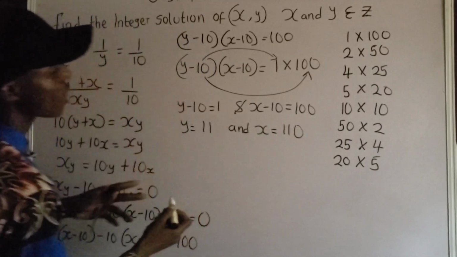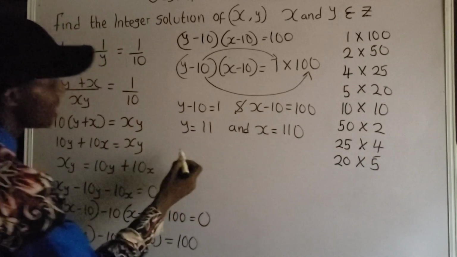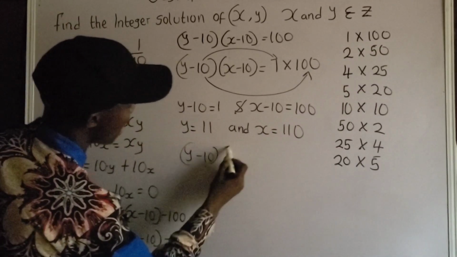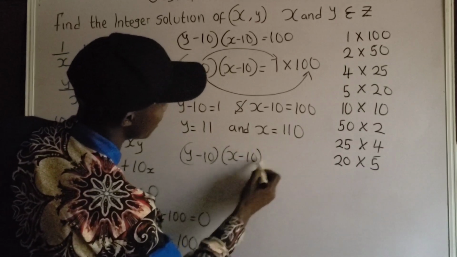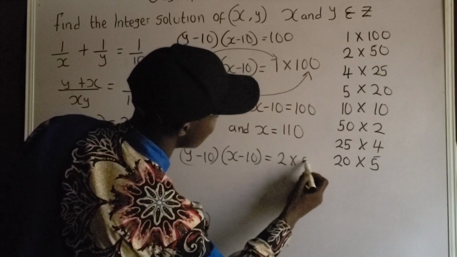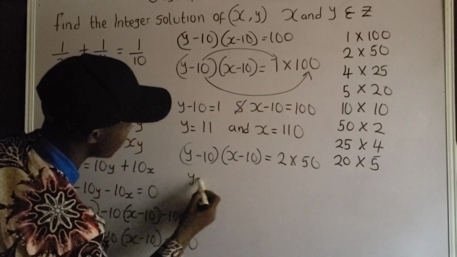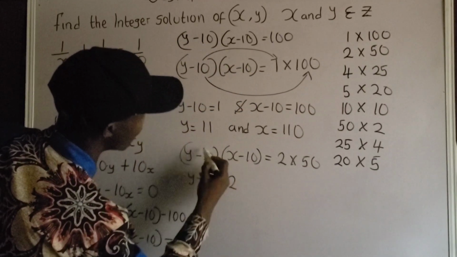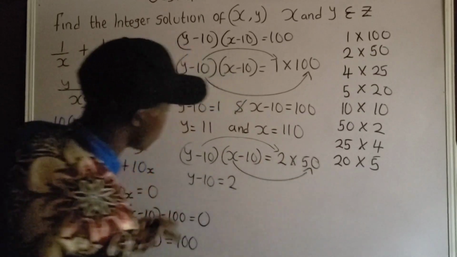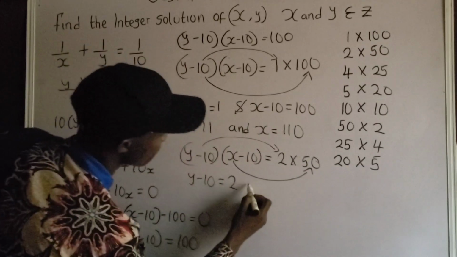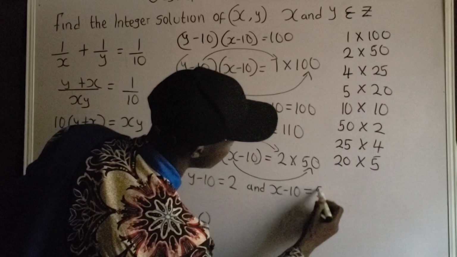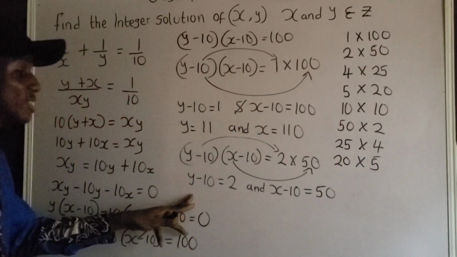Now let us take the second expression. y minus 10 and x minus 10 is equal to 2 multiplied by 50. So y minus 10 is equal to 2, and x minus 10 is equal to 50.